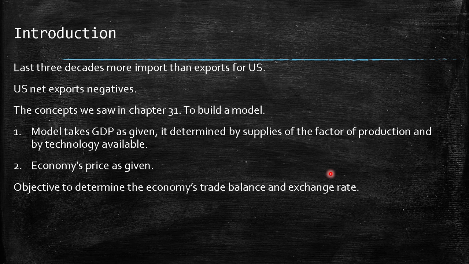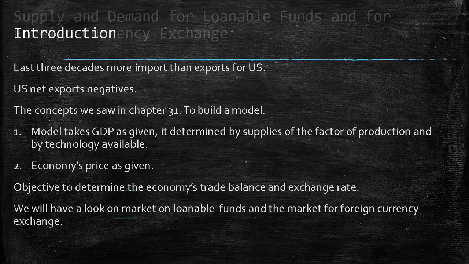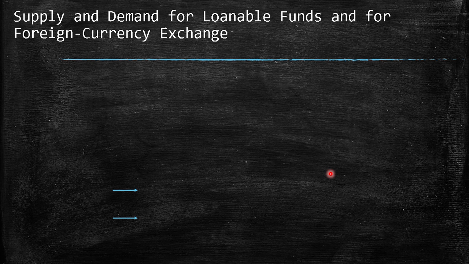So what is the objective of this model? Basically, we're going to try to determine how the economy's trade balance and exchange rate behave, and we're going to develop it with 2 markets simultaneously. We're going to develop the market for loanable funds and the market for foreign currency exchange. So first, supply and demand for loanable funds and for foreign currency exchange. It's extremely important that we are very confident with each model in order to develop the tools and reach conclusions. We need to understand really well how each market behaves.